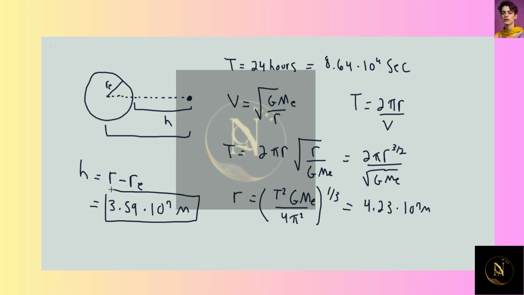So that'll be the height at which any satellite or any object in orbit will have a period of 24 hours, so it'll always stay above the same point on Earth.